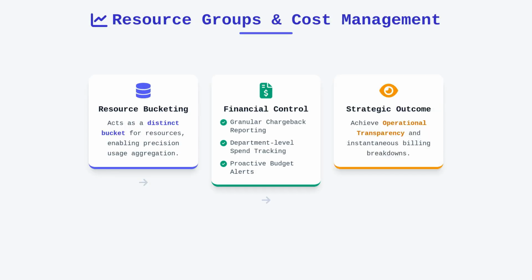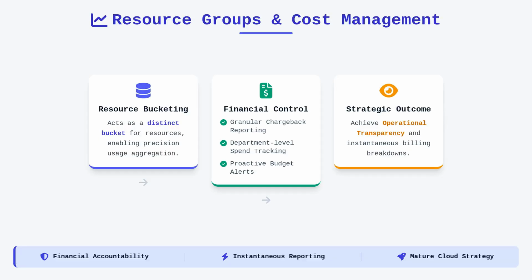The ability to track spending at this level is a foundational requirement for any mature cloud strategy that prioritizes financial accountability and operational transparency. When the accounting department asks for a breakdown of your cloud bill, you will find that a thoughtful group structure makes that report almost instantaneous.